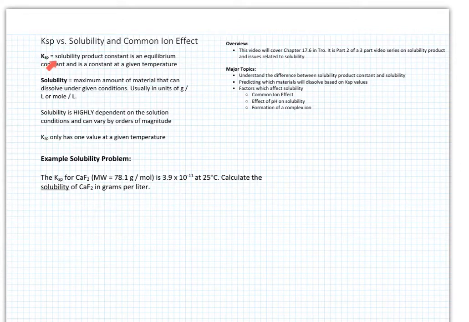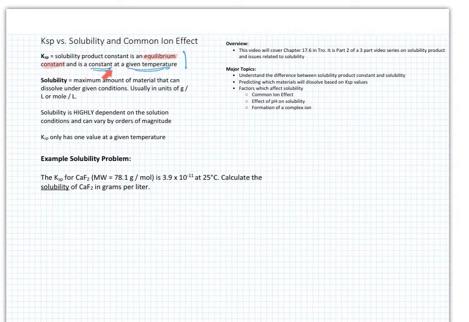So KSP is called the solubility product constant, and it's actually an equilibrium constant, which is distinct. Okay, so equilibrium constants, we know, based on the name, are constant, and that is at a given temperature. So if you're, let's say, operating at 25 degrees C, no matter what conditions you have your sample under, KSP will always be the same. Doesn't matter what the solution is, doesn't matter anything, KSP is going to be a constant at a given temperature.